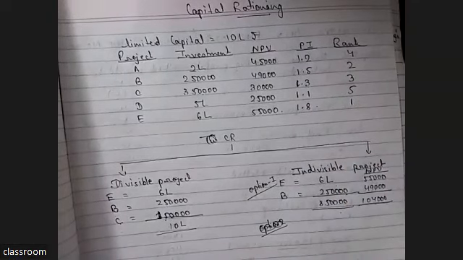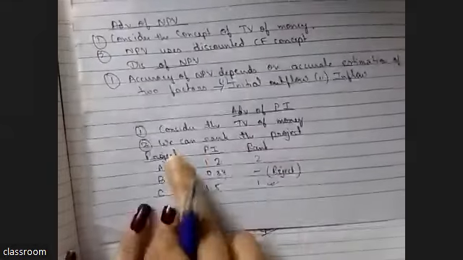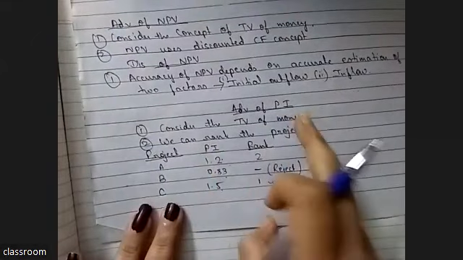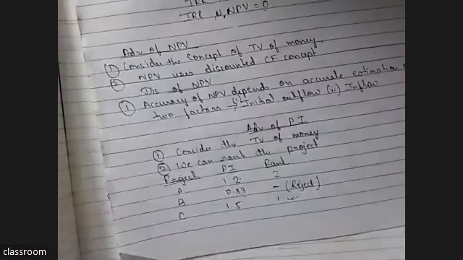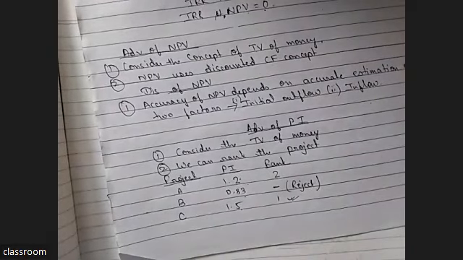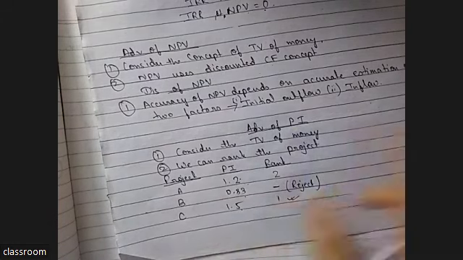So we rank the projects. This is the advantage of PI. If we talk about advantages, there are only these two. It considers time value of money and we rank the projects with the help of PI.